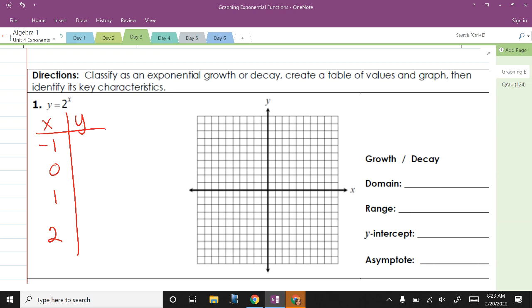So to get the y values, we're going to plug them in right here. Okay? We're going to take 2 and raise it to that power. So the first one is 2 to the -1 power. So remember our x's are our exponents. So what do we do with the negative exponent? We make it a fraction and move it to the denominator, right? So that's going to be 1 over 2 to the first, which is a half. Correct? Y'all with me? So that's that y value.